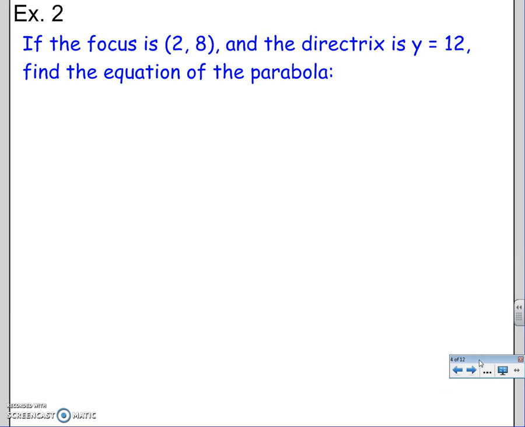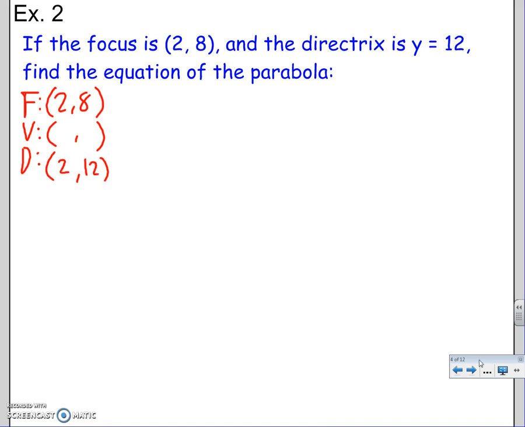If the focus is 2, 8, directrix is y equals 12, find the equation of the parabola. Right, remember step 1 was FVD, find what's missing. Alright, focus is 2, 8. We don't know the vertex. And the directrix is y equals 12. Remember, we don't want that line, we want the point on the line. So the y part's 12. Remember, the x part's supposed to be the same.